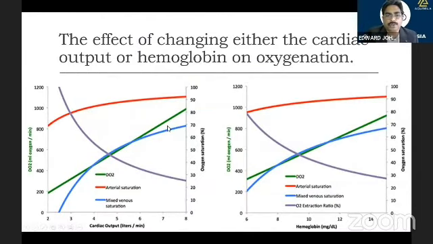I have already told you, hemoglobin and cardiac output are more important for the delivery of oxygen to the tissues. Here, when the cardiac output is increased, what happens? Your arterial oxygen saturation increases, your oxygen delivery is increased, your mixed venous oxygen saturation is also increased, and your extraction ratio decreases. Likewise, when hemoglobin is increased, your arterial oxygen saturation increases, your oxygen delivery increases, your mixed venous oxygen saturation increases, and your extraction reduces. So hemoglobin and cardiac output are important for the delivery of oxygen to the tissues.